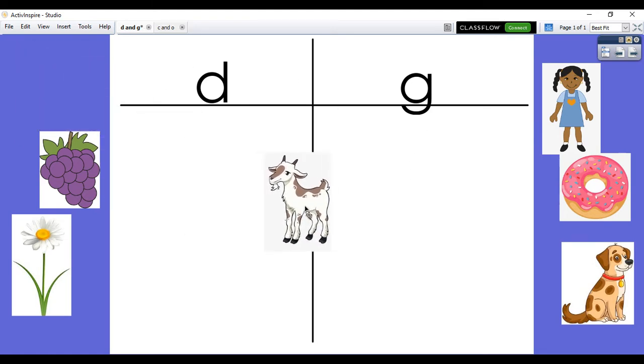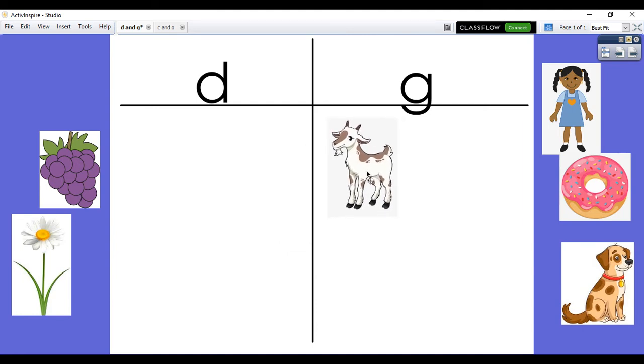My first word is goat. Say goat. What sound do you hear at the beginning of the word goat? You're right. You hear the G sound. So I'm going to put it under the letter G.